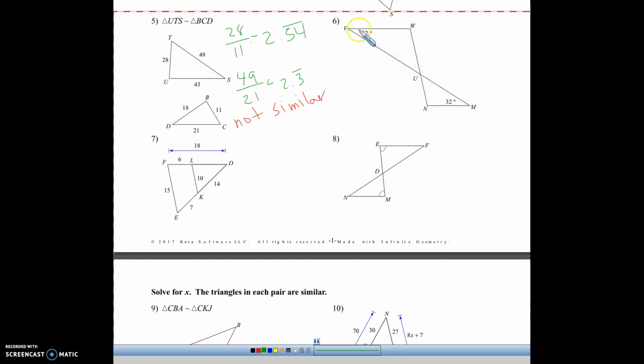If you look, I have no side lengths at all. They have not given me any side lengths, so I'm not using side, side, side, and I'm not using side, angle, side. So I'm automatically thinking, okay, can I use angle, angle? If I look, angle V and angle M are congruent. They're both 32 degrees. Here, I have a vertical angle, so those 2 angles are congruent. Therefore, I do have 2 sets of congruent angles. That's all that I need. So these 2 triangles are similar by angle, angle.